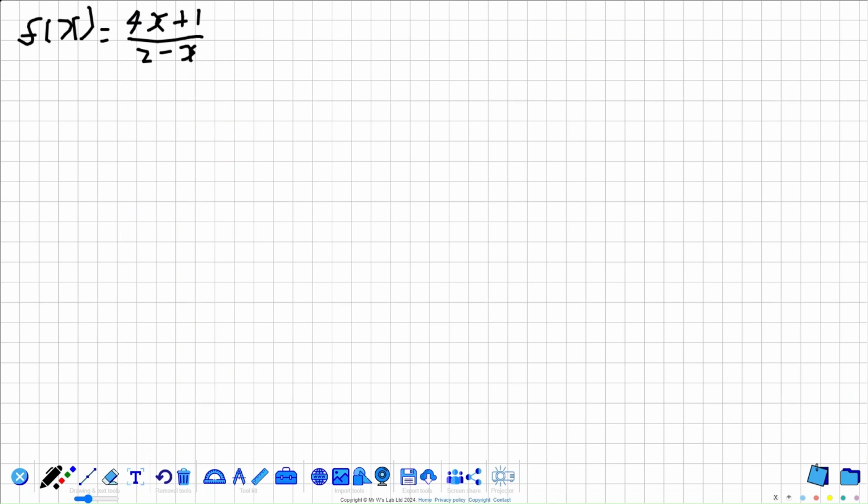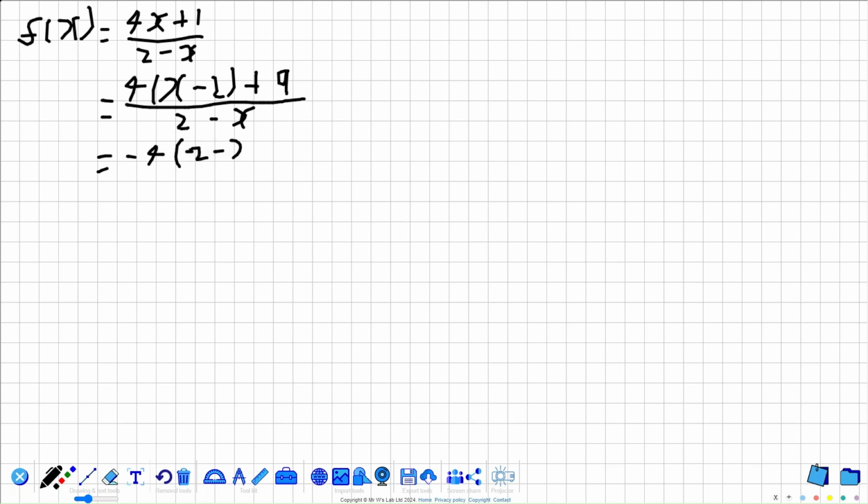So we've got this function now, (4x plus 1) over (2 minus x). What we're going to do is first find the vertical asymptotes. So we can evaluate that as 4x minus 2 plus 9 over 2 minus x. And I've done x minus 2 instead of 2 minus x at the top for now, simply because we need the positive x. And then I can change it to -4(2 minus x), and that'll give us the right x, plus 9 over 2 minus x.